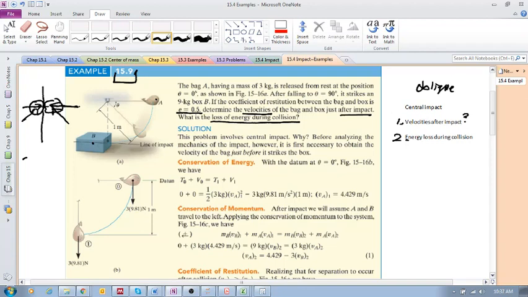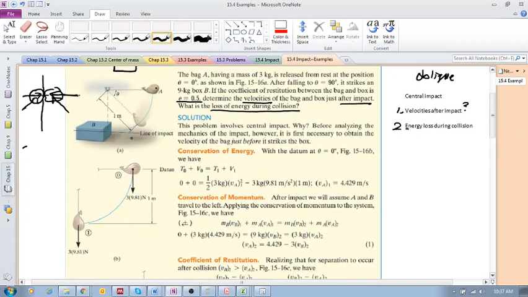So this is central impact because the bag hits traveling along this line of impact, and the box will end up also traveling along that line of impact. So that is why it's central impact. Make sure you know what the difference is, but it's pretty obvious, I think. Okay, so central impact, those are the 2 questions.